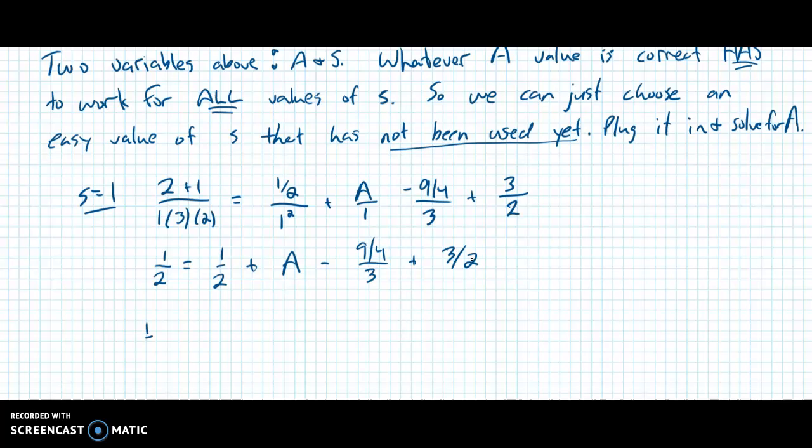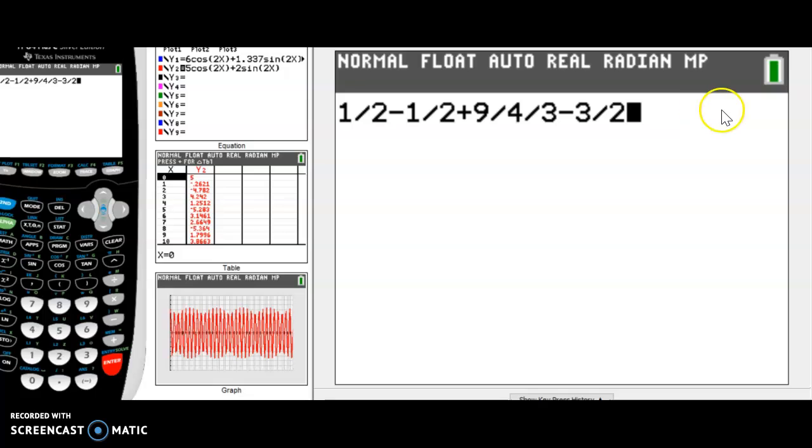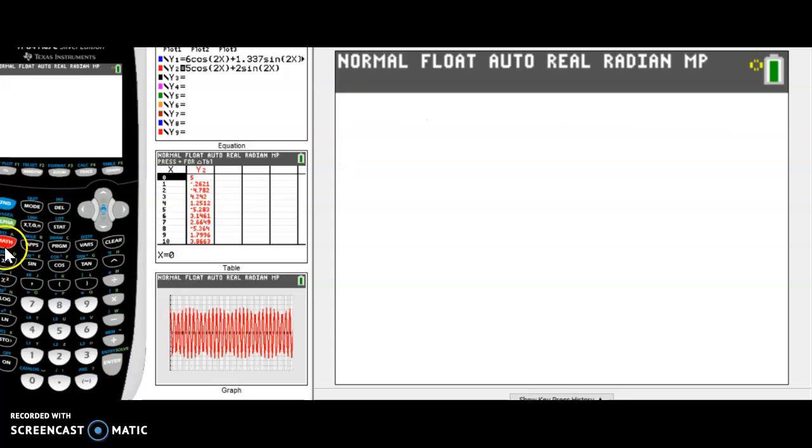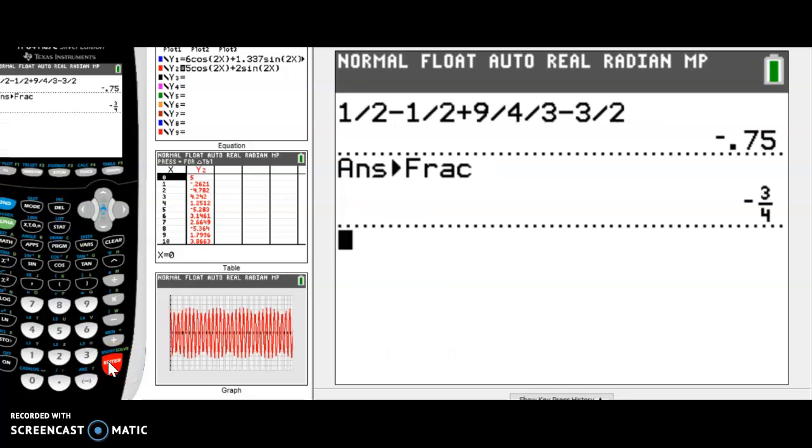I would type 1 over 2, that's this guy, minus 1 over 2, that's this guy. I'm going to skip the A, plus 9 over 4 over 3, and yes, that is correct, minus 3 over 2. Go. I've got it typed in exactly as I had up there, and I can just hit enter, and it gives me negative 0.75. If I need to turn that over to a fraction, I can math frac it, but you should know that negative 0.75 is 3/4.